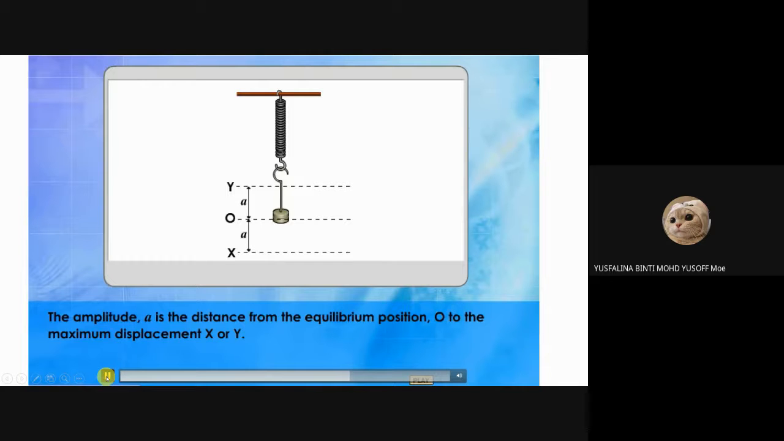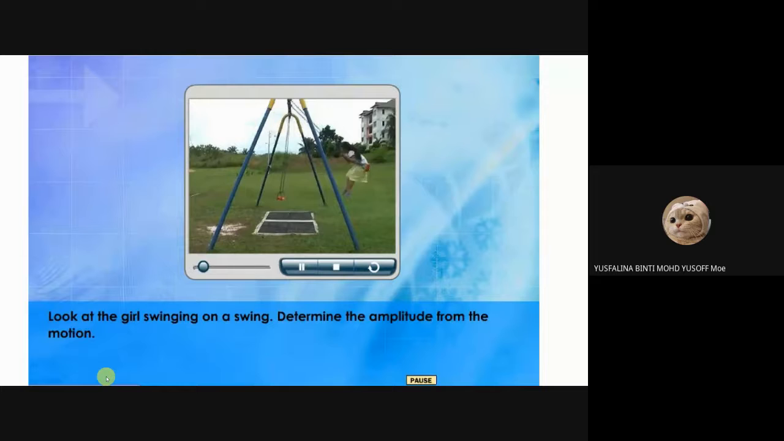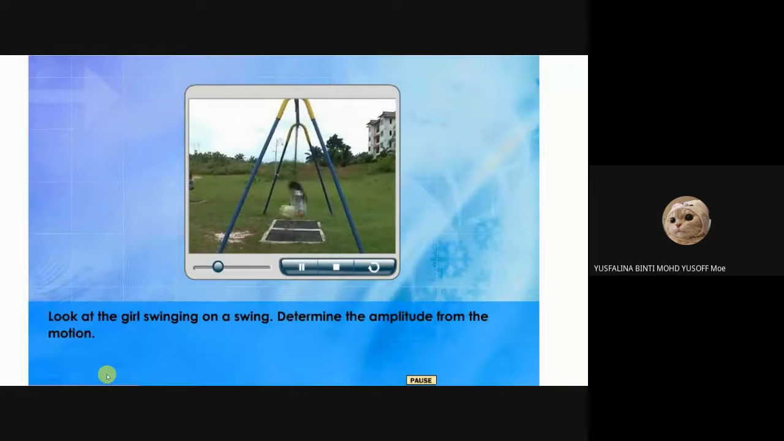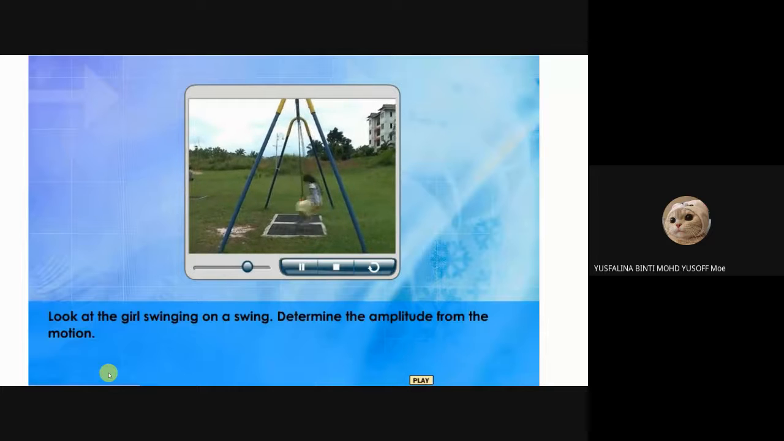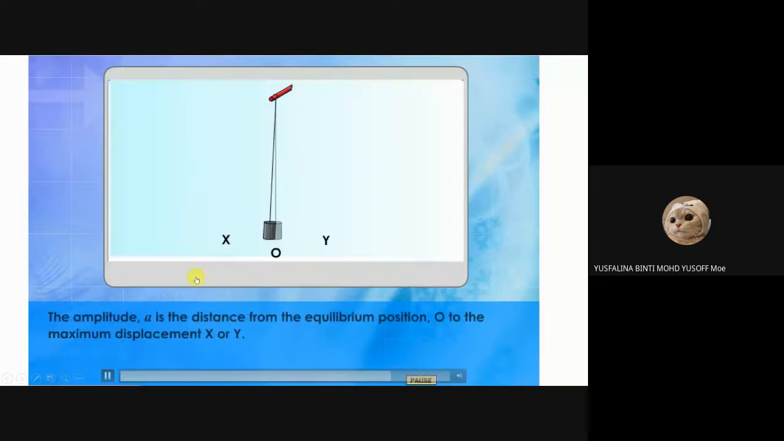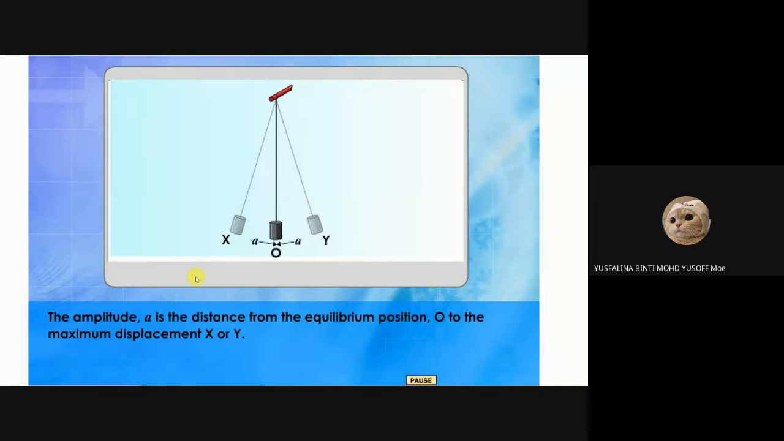Look at the girl swinging on a swing. Determine the amplitude from the motion. The amplitude A is the distance from the equilibrium position O to the maximum displacement, x or y.